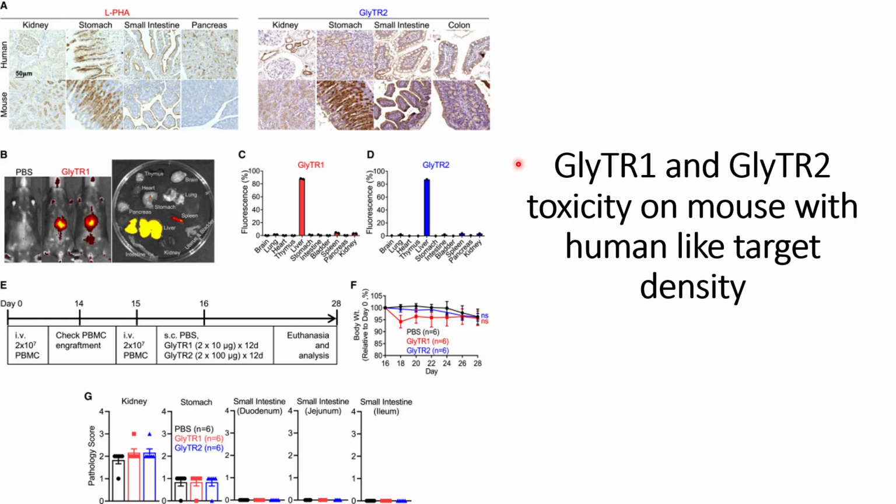In this video, we will discuss GlyTR1 and GlyTR2 toxicity on mouse with human-like target density. We will discuss what this human-like target density means when we reach panel E.